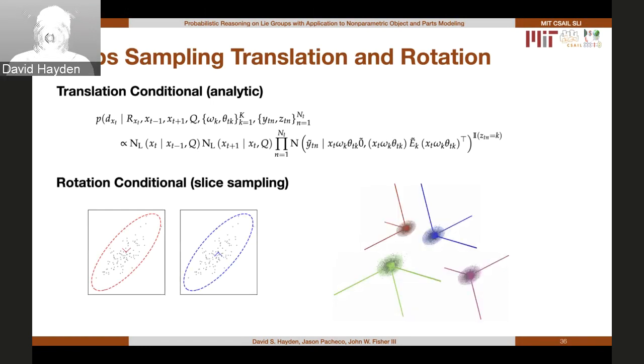And then for rotation sampling, we need to use slice sampling, which is a Metropolis-Hastings algorithm. But the nice thing is that rotation angles have this bounded domain, so we can do that fairly efficiently. And then there's some tricks in the paper that I won't get into here, where we have to look at a number of modes that exist because the observation model is not unique between those modes, but we know what they are and we can do that pretty easily.